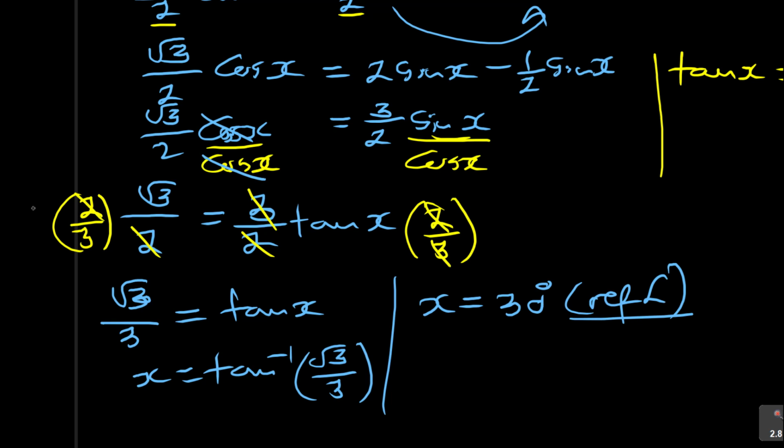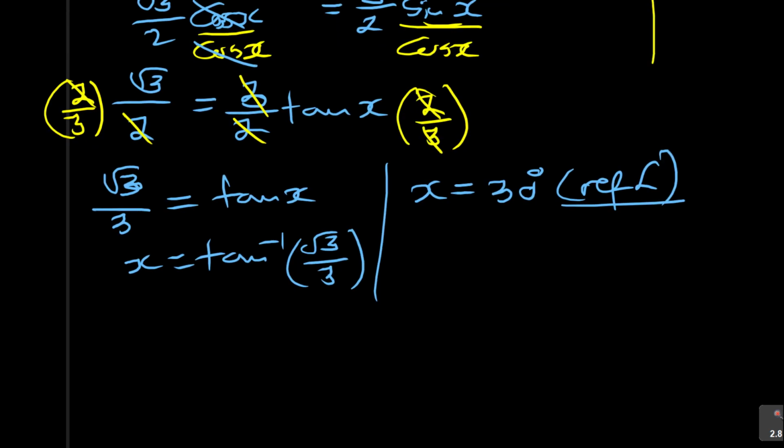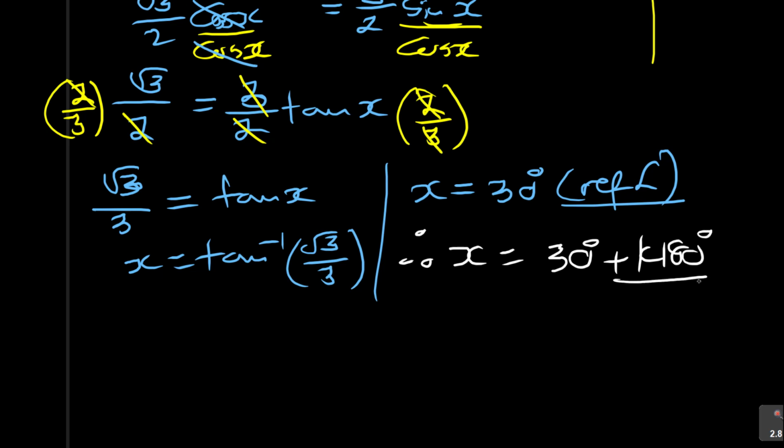Remember, this is the ref angle. Now, if this is the ref angle, we have got two approaches with tan. Since it was positive, everything was positive, you can finalize the answer. Therefore, general solution, x is equal to 30 degrees plus k 180 degrees, and then you can say k is an element of Z, integers.